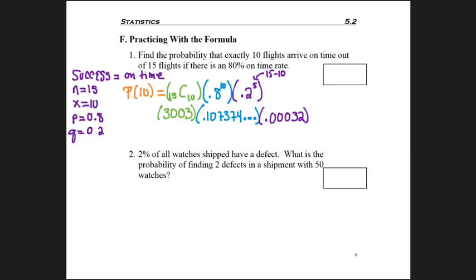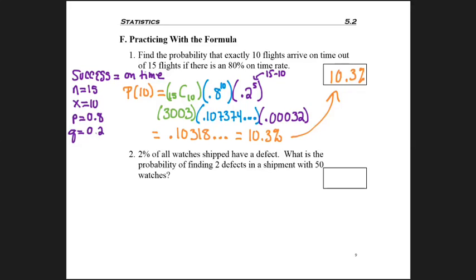Now, one of the things I'll do sometimes is I'll actually go back and do 0.8 to the 10th and leave the long number on my calculator and hit times 3003 times 0.00032. But when I do this, I get 0.10318. In this case, the directions don't say it, but I'd like you to answer as a percentage with one place to the right of the decimal, and that would end up being 10.3% after rounding. So my final answer is 10.3%.